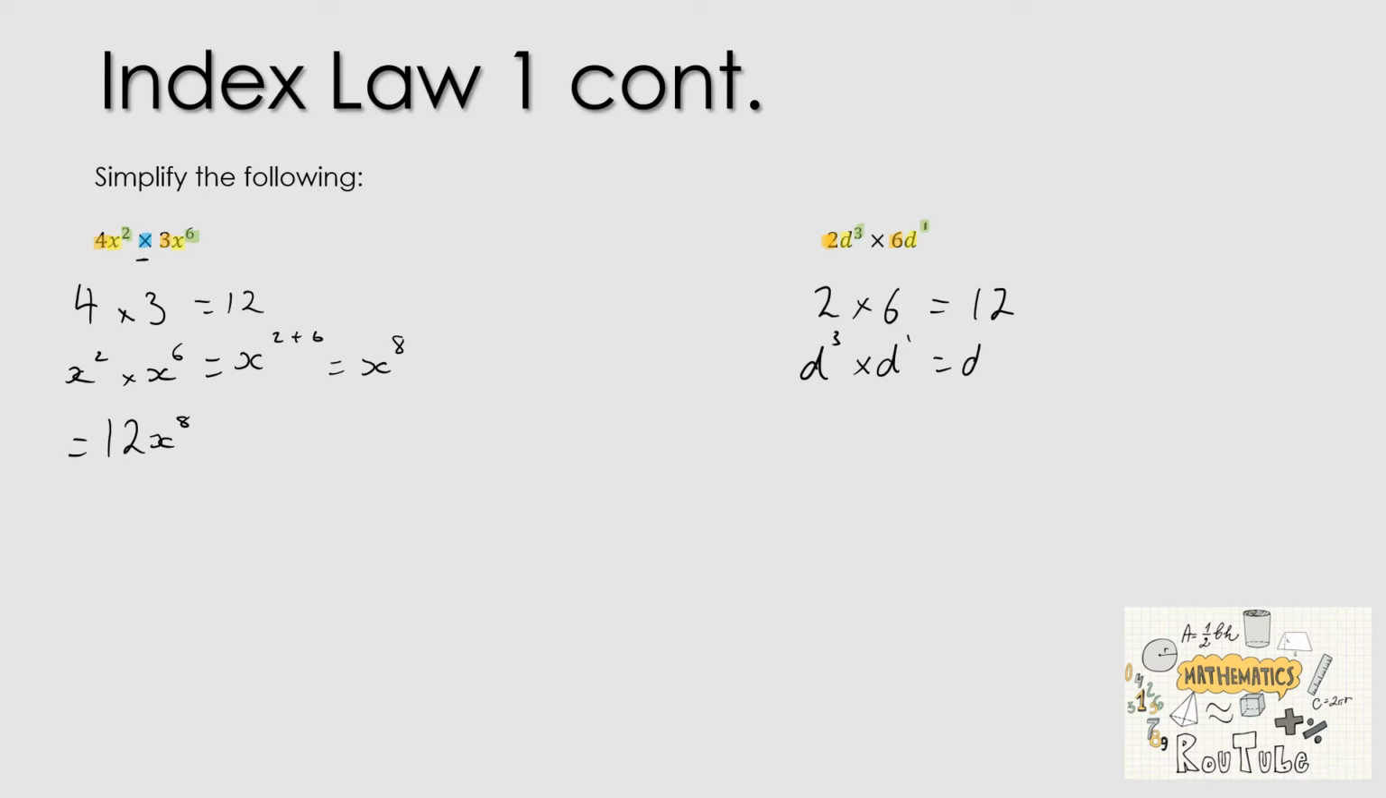So then it's going to become d to the power of 3 plus 1, which equals d to the power of 4. So you'll see if you didn't know that that d meant that it's d to the power of 1, you might think that it was d to the power of 0. So then you would add 3 plus 0, which gives you d to the power of 3. So it's a very different answer to the one that we got. And then we can bring our answer together. So we've got 12 and then d to the power of 4. So there's our simplified answer of 12d to the power of 4.